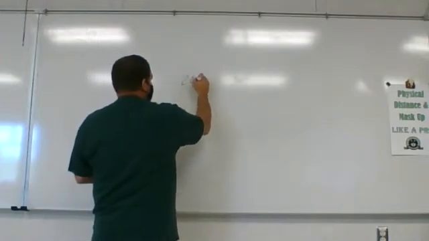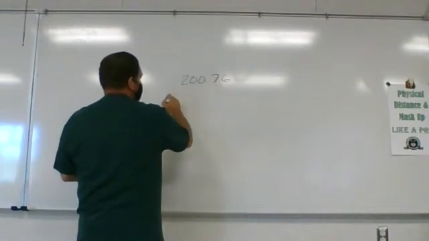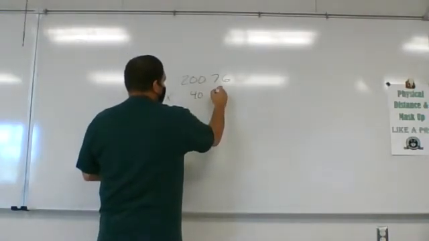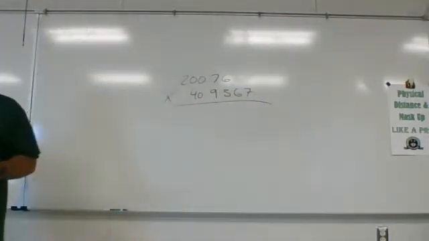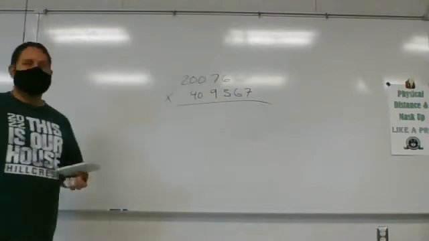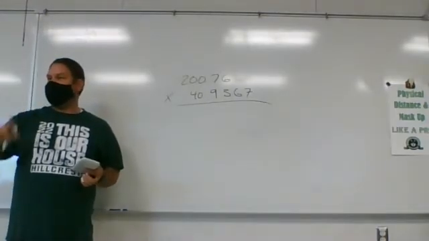Okay, so now let's do something like 200.76. We're going to multiply that by 40.936. Okay. Now, right away, you should be able to tell me how many significant figures is going to be my final answer. 5. Here's 3.